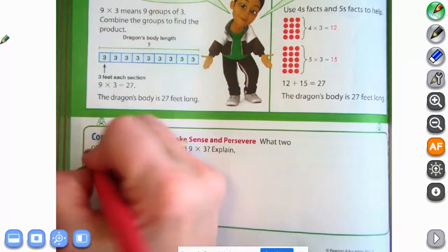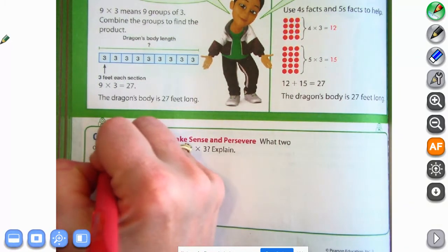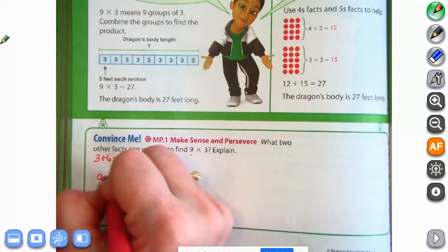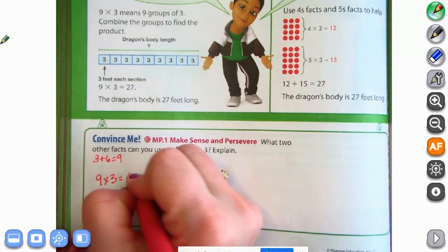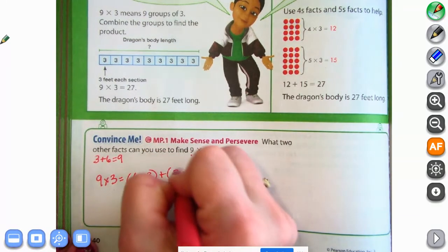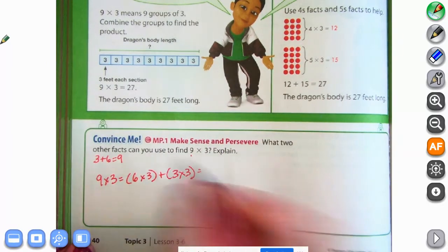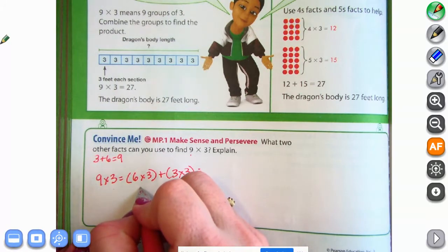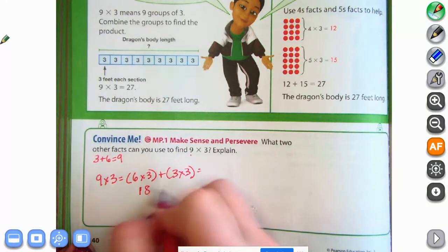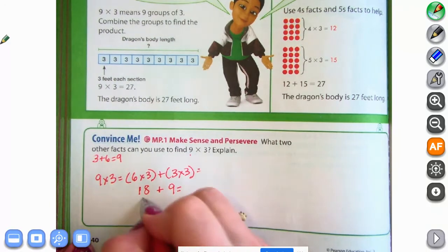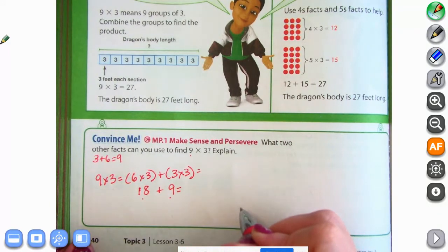All right, I'm going to think of 3 plus 6 equals 9. So now I'm going to break this 9 times 3 into a 6 times 3 plus a 3 times 3. 6 times 3 is 18. 3 times 3 is 9. 18 plus 9 is 27.